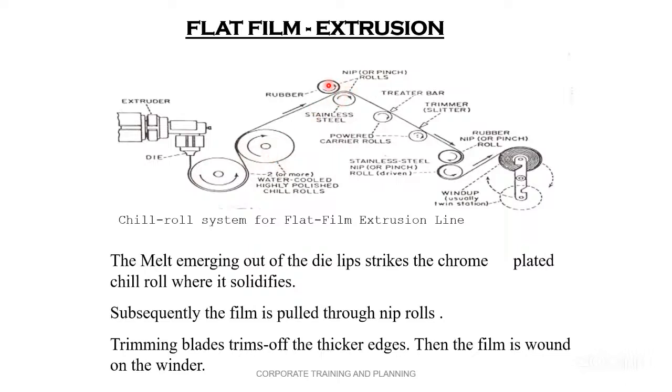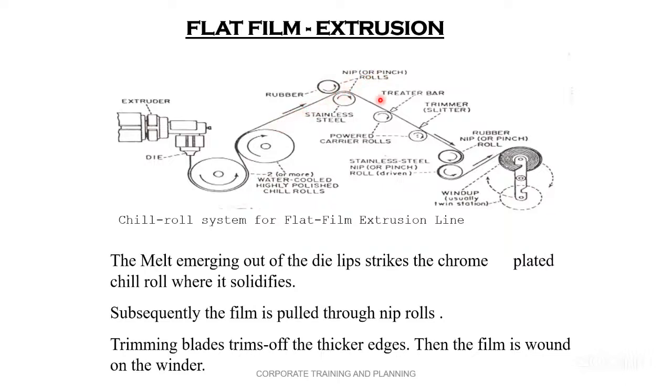Then again, these are take-off rolls, nip rolls, both the rubber roll and the stainless steel roll. Always the material goes on the stainless steel roll. I told you, in the nip roll of a blown film also, it is the same thing. The film does not come on the rubber roll. It goes on the stainless steel roll. Here the rubber roll will give a good grip, and due to that grip, it will get a pulling nature.